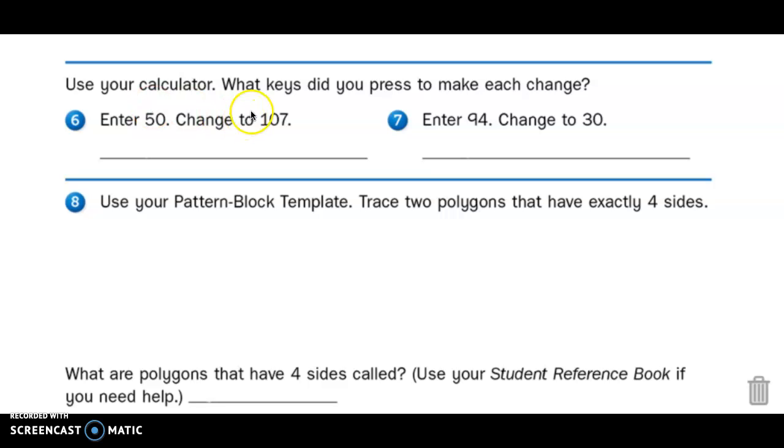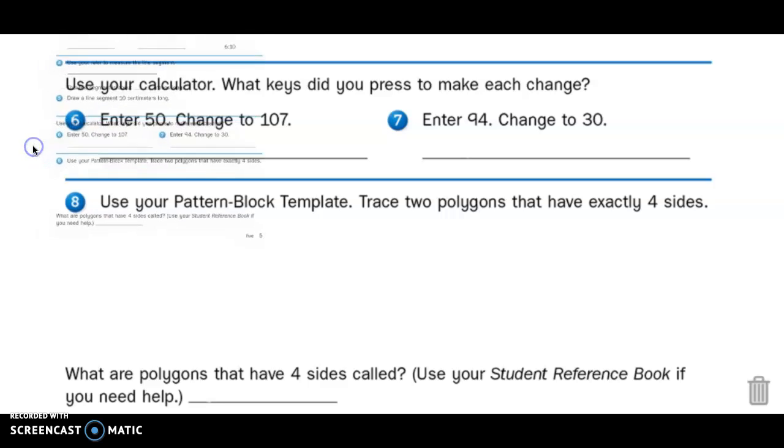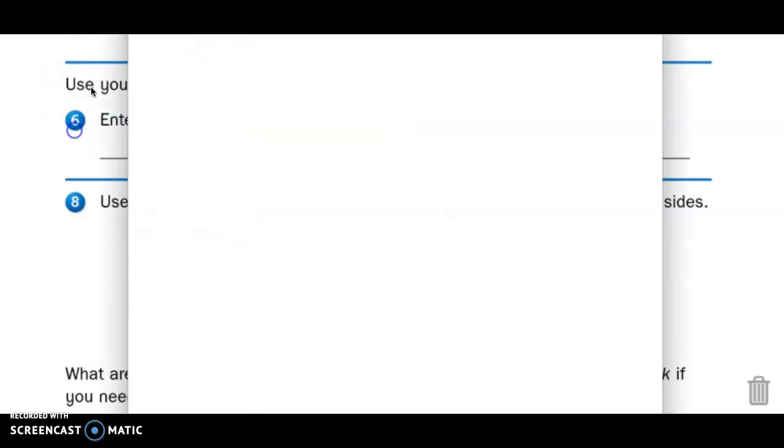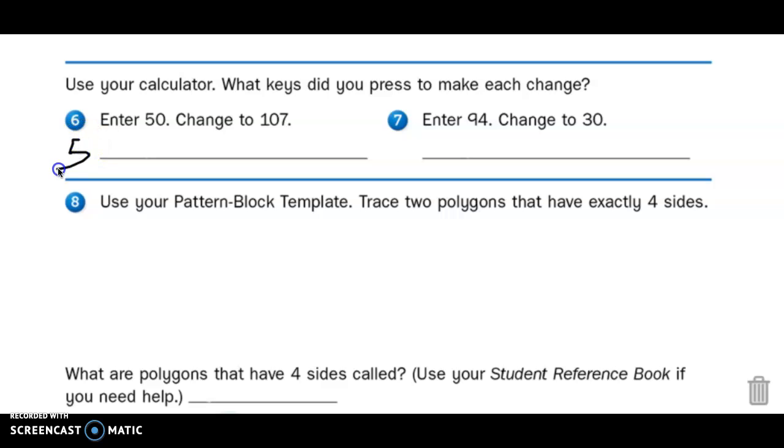It says use your calculator. What keys did you press to make each change? Even if you don't have a calculator, we can work on this one together. If you have a calculator, though, go ahead and grab one. It says enter 50. So if I type in 50 into my calculator, how would I get to 107? Well, I know that 50 is half of 100, right? So that would be a good start.